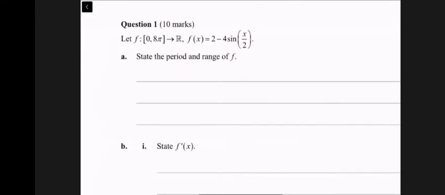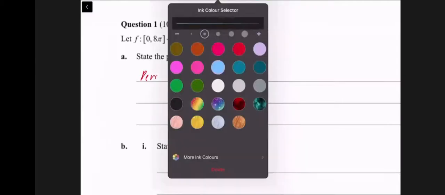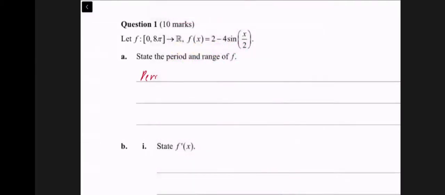But yeah. So short answer question 1. State the period and range. So the period is, since we are dealing with sine, we can use 2 pi here, over a half. So that's 4 pi. And the range we know is this plus or minus the amplitude, so minus 2 to 6.